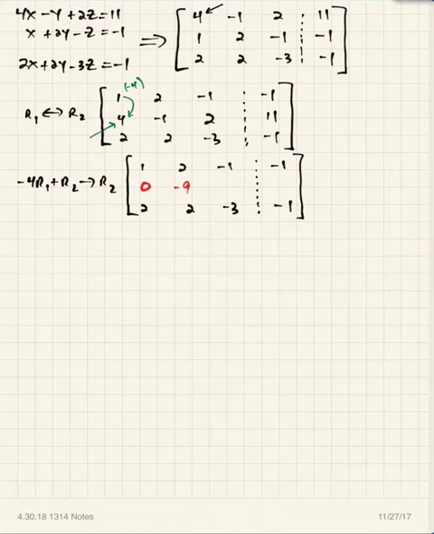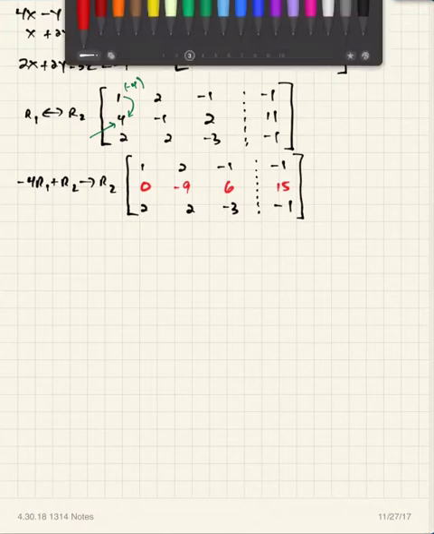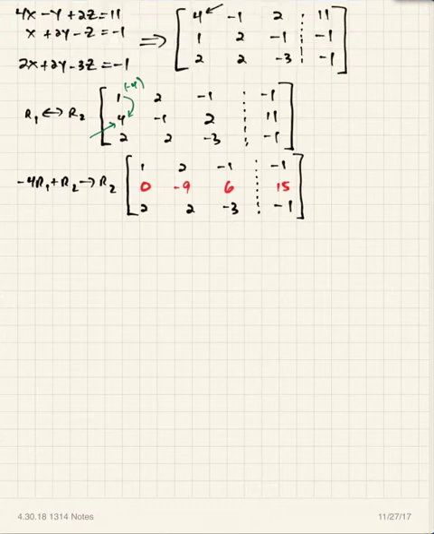-4 times -1 is 4. I add it to 2, I get 6. And -4 times -1 is 4. I add it to 11 and I get 15. And so there's my new row 2 right there. All right, so again, stop me if you have a question about that. And obviously check my arithmetic as we go through this.